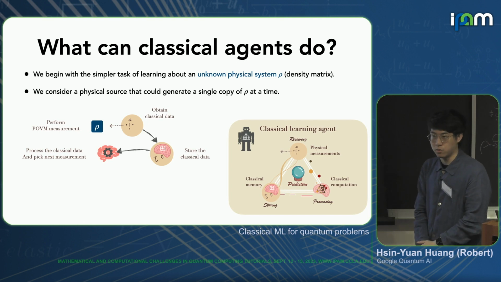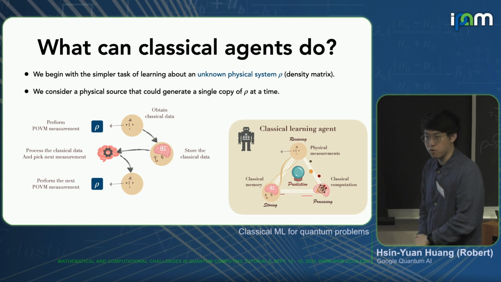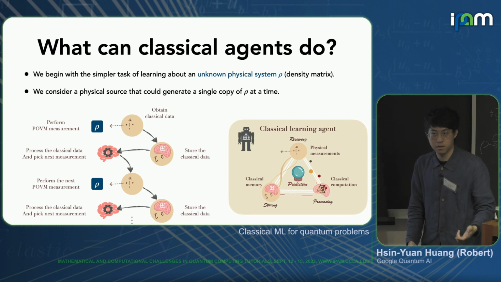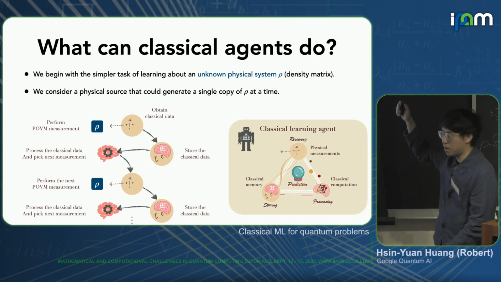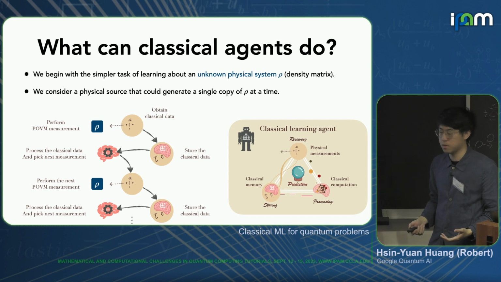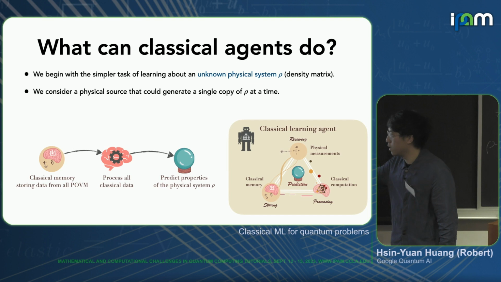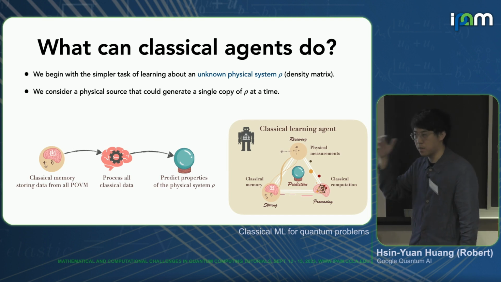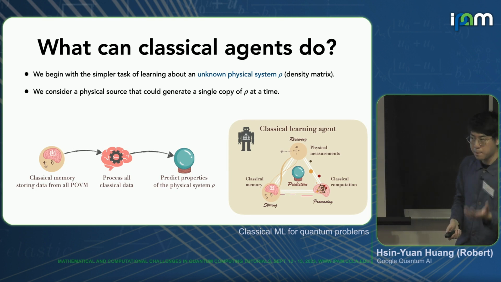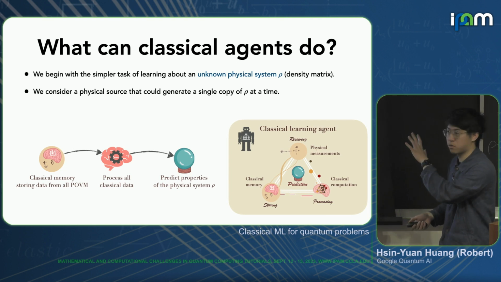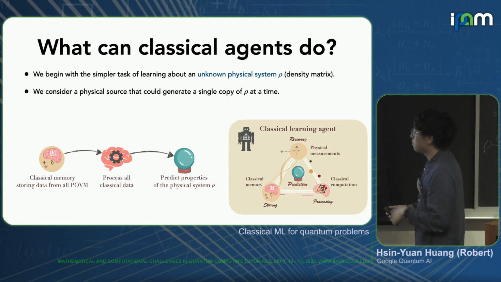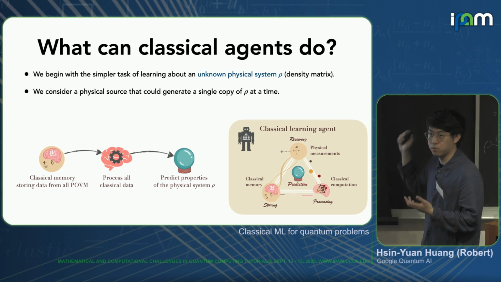And then after deciding what to do next, the classical agent will perform the measurement, obtain classical data, store the classical data, process it, and then this just keeps repeating. So it performs, say, T experiments, and now it would have a classical memory full of data coming from these quantum experiments. What it would then do is process all the data once again, and then start making predictions about this physical system rho. It can start predicting properties about it. It can start answering questions, like these ground state questions that we talked about earlier, or the phases of matter questions, etc. So that's a flowchart for what a classical agent can do.